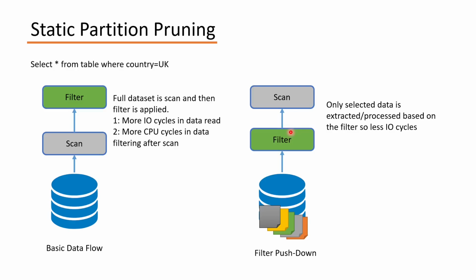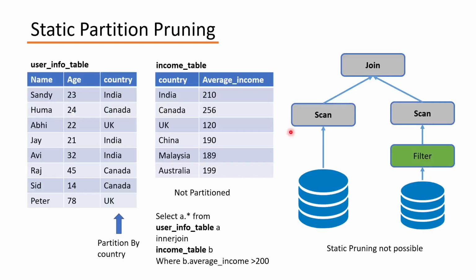Till over here, things look good. But in real world scenarios, we don't use only one table to filter the records. In most scenarios, you will see that there is some kind of join from a small dimension table to a large fact table. So in our case, I have a fact table, that is user info table, and a dimension table, that is income table. And say I want to find all the people whose average income is more than 200.